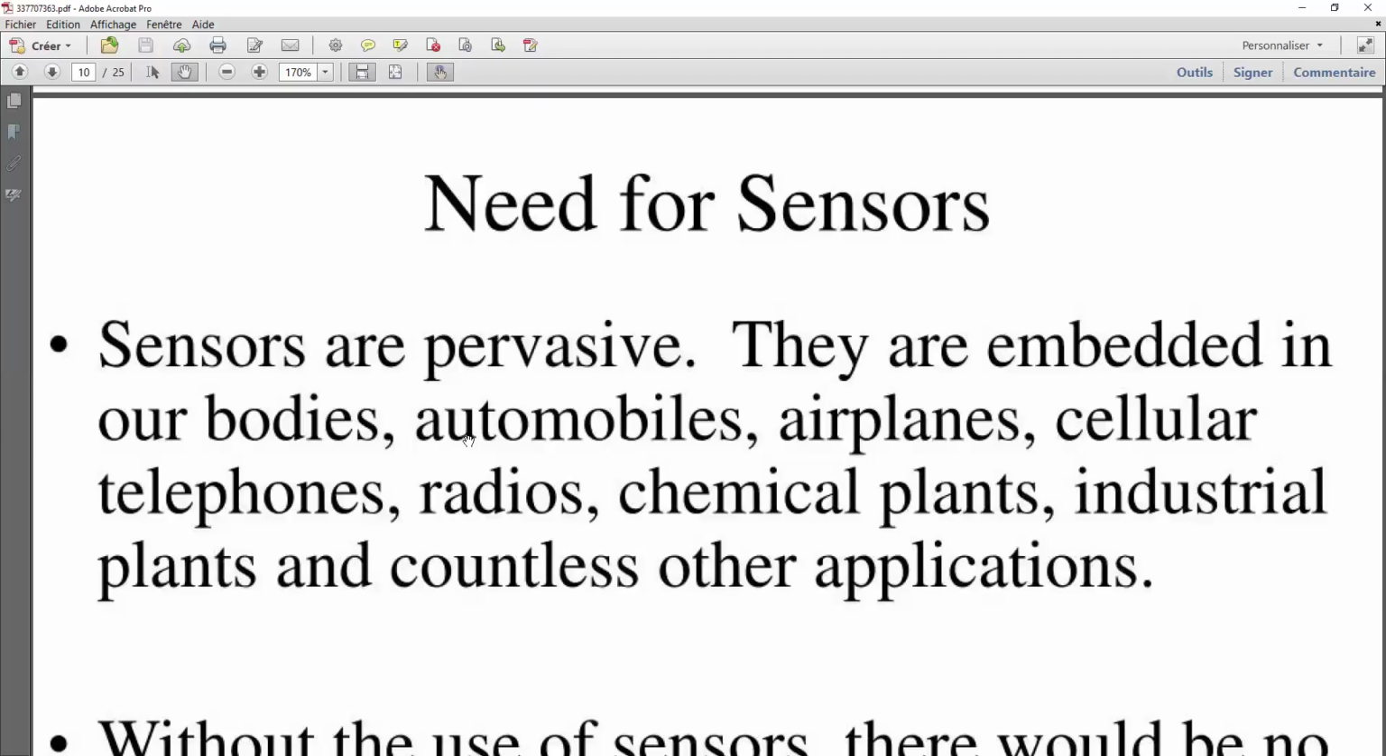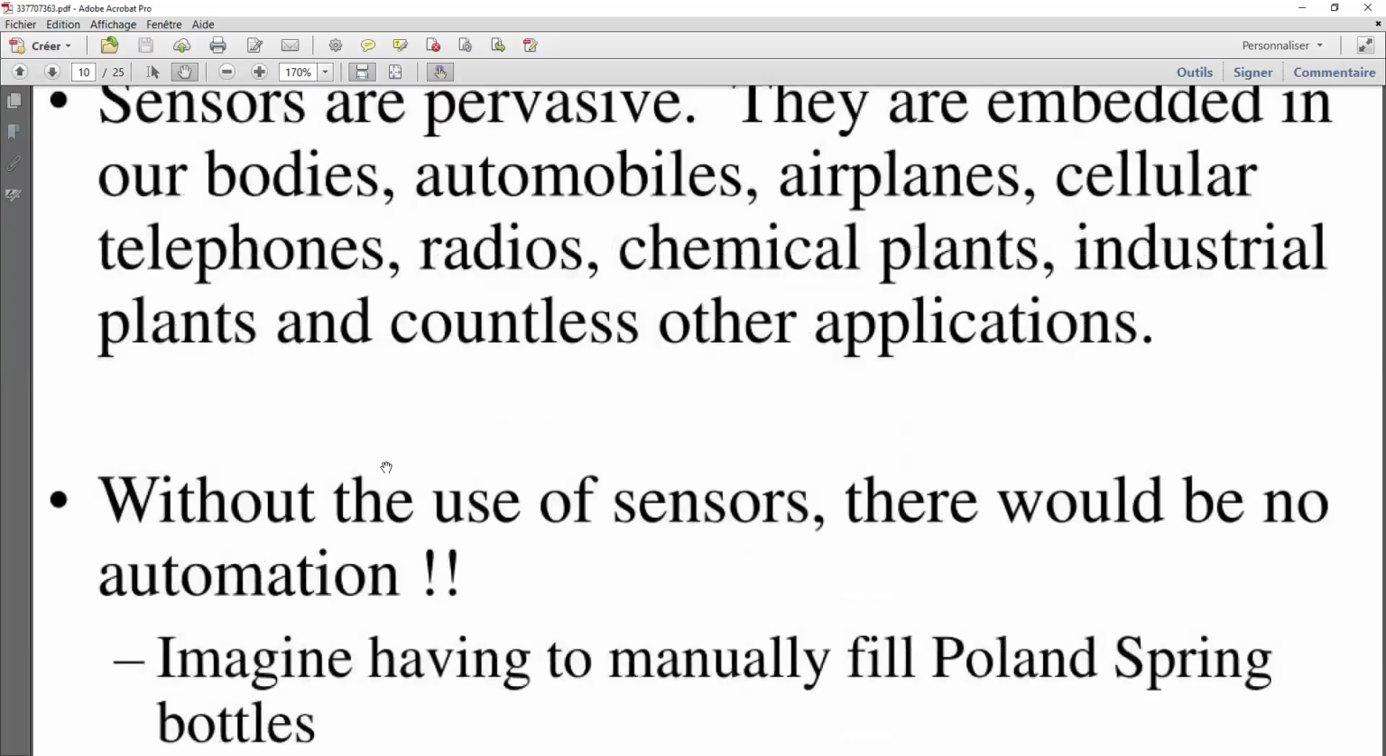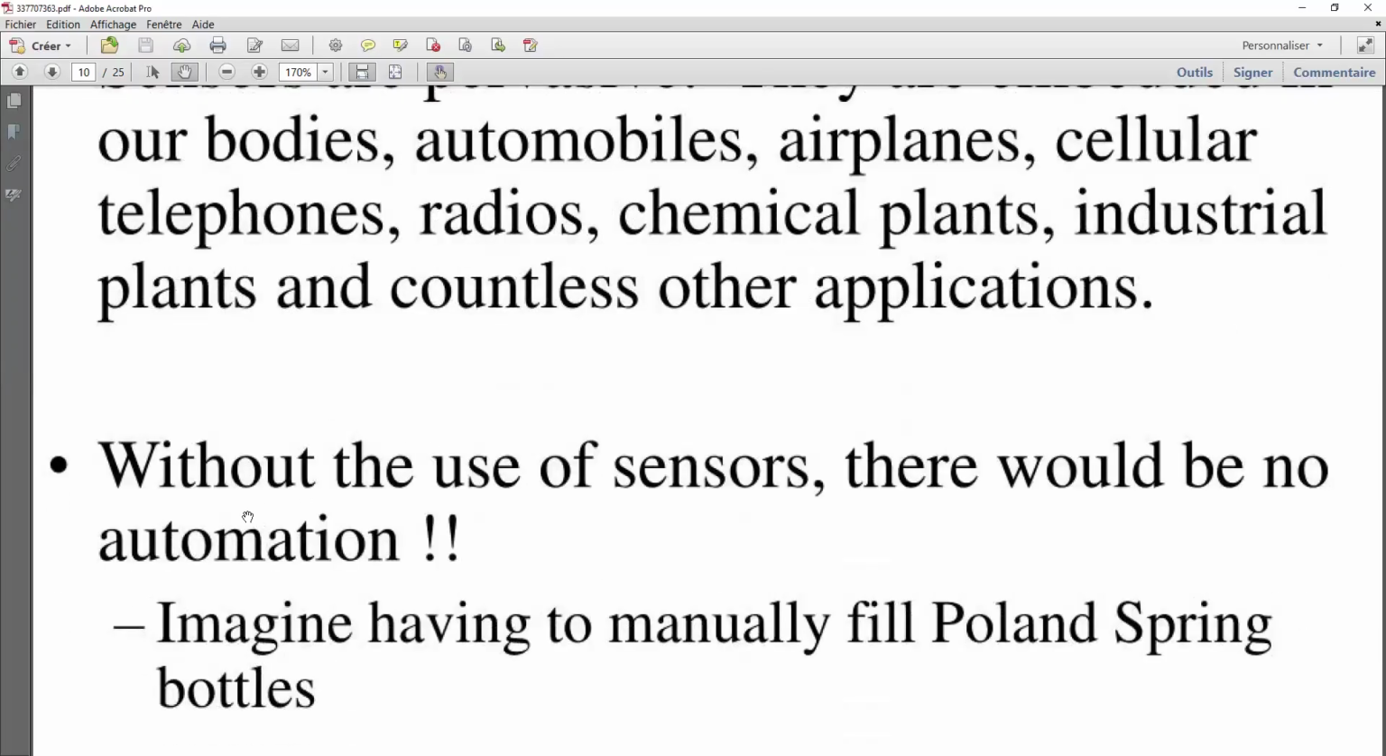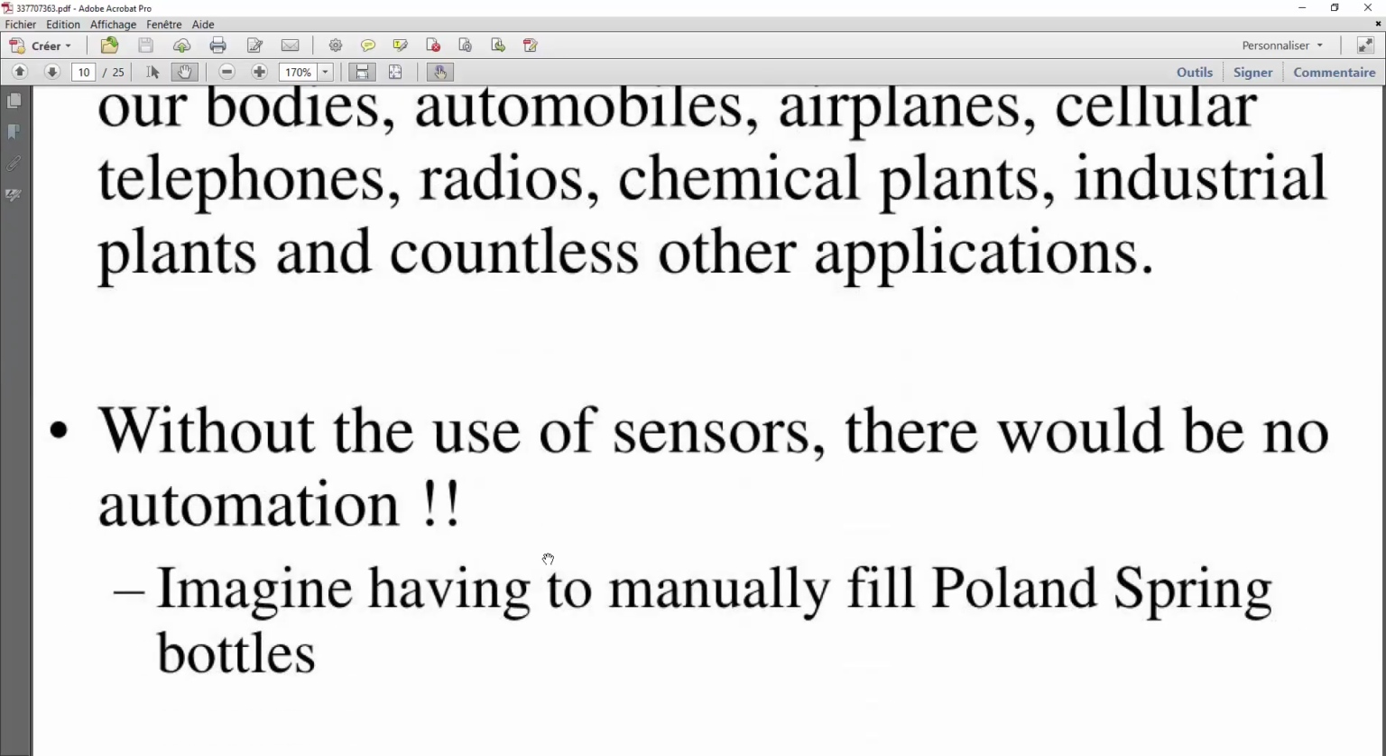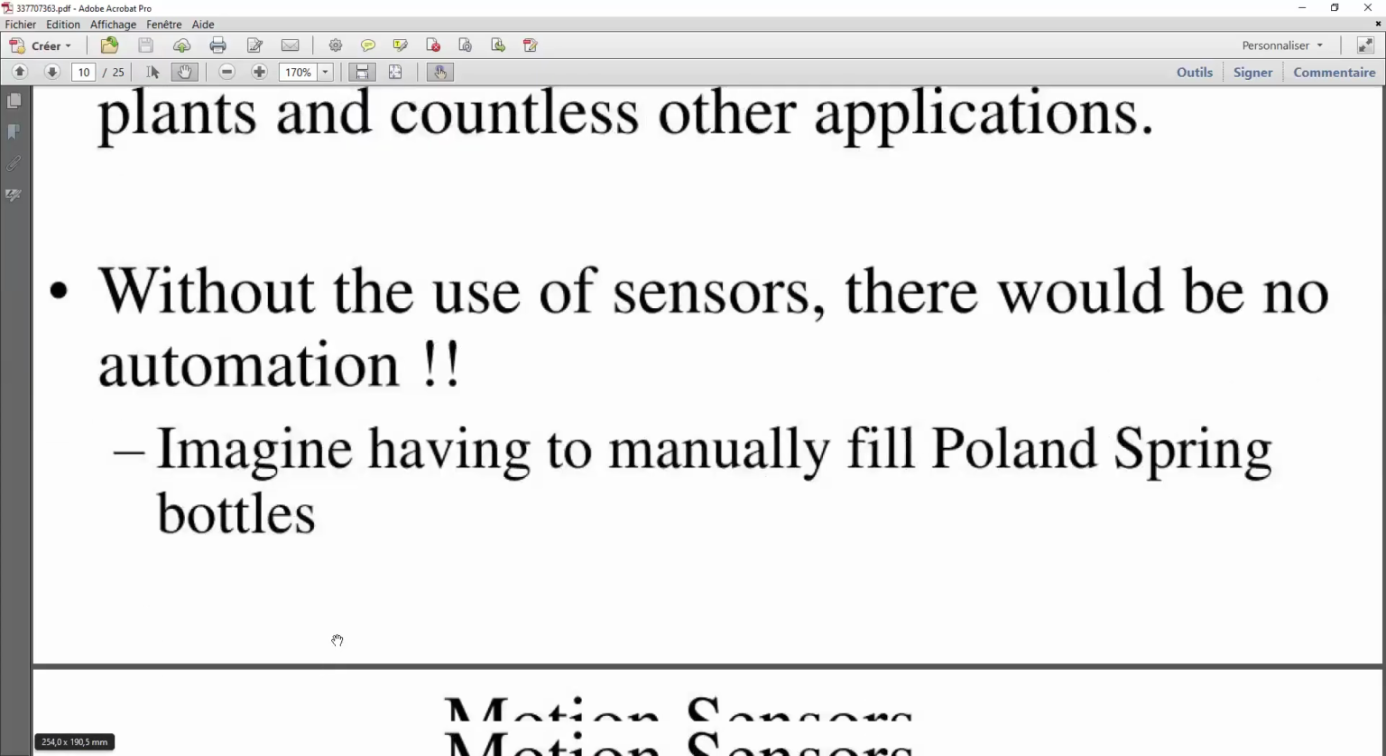What is the need for sensors? Sensors are pervasive. They are embedded in our bodies, automobiles, airplanes, cellular telephones, radios, chemical plants, industrial plants, and countless other applications. Without the use of sensors, there would be no automation. Imagine having to manually fill Poland Spring bottles.